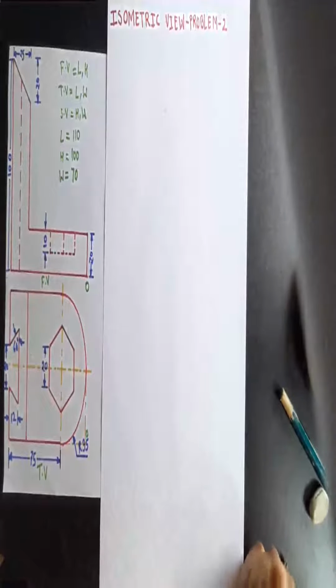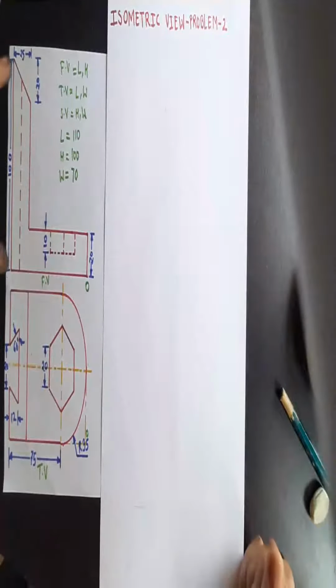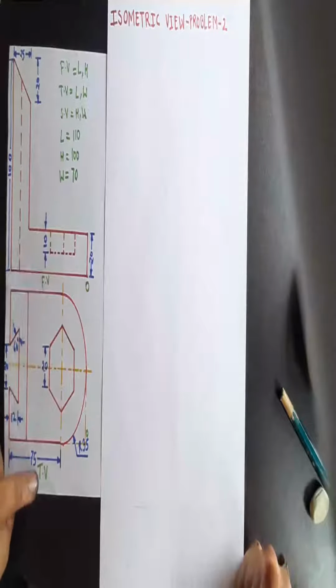Hello everyone. Let's start with the isometric view, problem number 2. So here you can see there are two figures given over here. Sometimes the name of the view is also not given. In that case, how to find which view is which one? Here only two views are given.